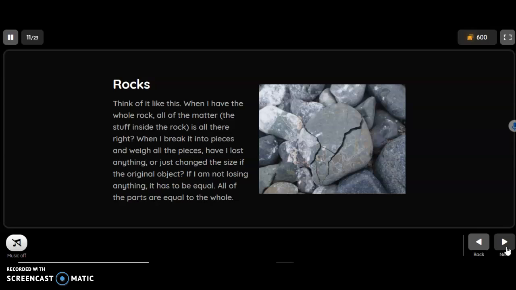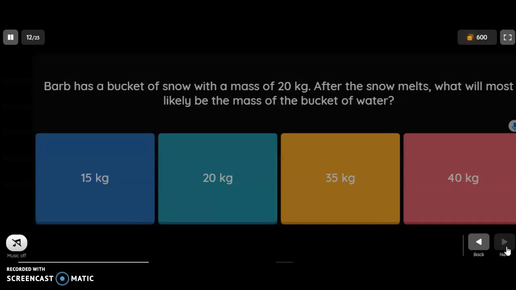When we have the rock, we have all of the stuff inside of the rock, all the matter. Even though we break it into 5 different pieces, we haven't lost any of the matter. We're not losing anything. So when you put all the pieces together, it equals the whole. Remember, parts of the whole. The sum of all the parts is equal to the whole.